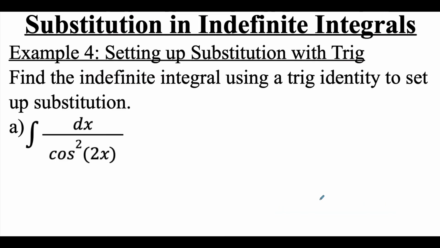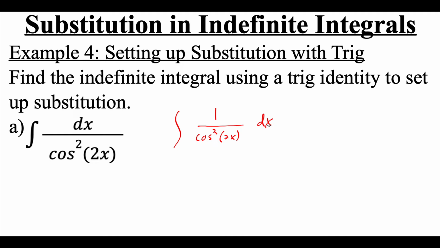Now, just like we saw in the previous example, there are going to be times where using a trig identity is going to be helpful before we do our substitution. So in this example here, we've got the integral of dx over cosine squared of 2x. Now, I'm actually going to write this as the integral of 1 over cosine squared of 2x dx. I think that helps us see a little bit better what's happening in here.